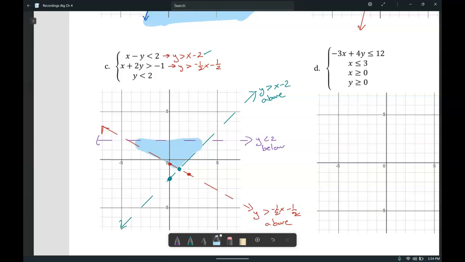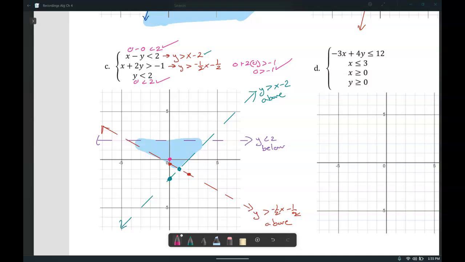Now we could check our solution by plotting an ordered pair and seeing if it's valid. Let's take a nice easy point like 0, 0. Well, if we take 0 minus 0, is it less than 2? Yes, indeed it is. If we take 0 plus 2 times 0, is it greater than negative 1? Absolutely it is. Is 0 less than 2? Indeed it is. So we know that our shading is probably correct.